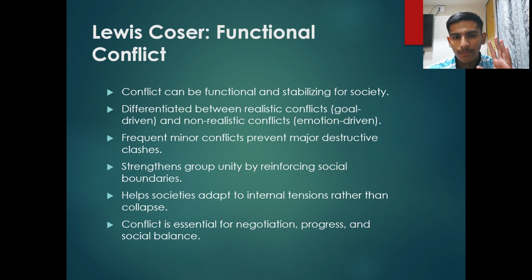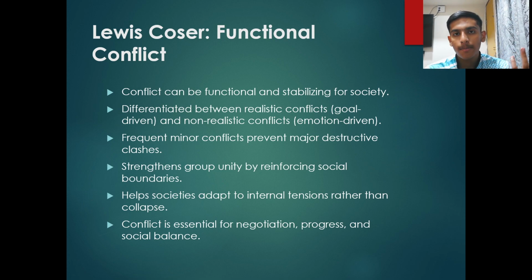And there are frequent minor conflicts that prevent major destructive clashes. So when small conflicts take place in an organization, in a society, it prevents major destructive clashes in the society, and it strengthens the group unity by reinforcing social boundaries. So when, at each interval of time, a certain functional conflict takes place, it automatically strengthens the group unity, because when conflict happens, there is a social change and it leads to unity. Then it helps the society to adapt to internal tensions rather than collapse.